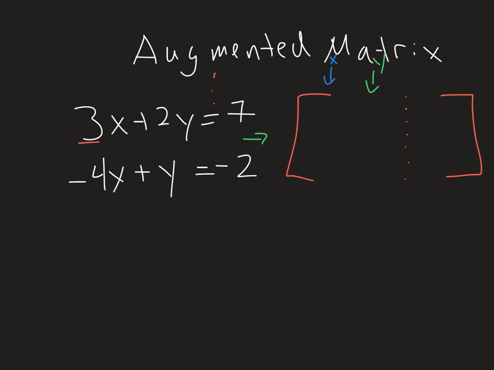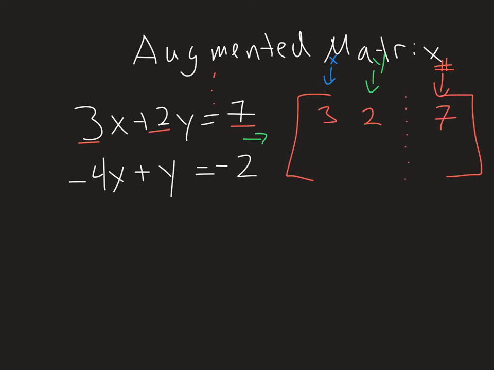The idea is we're going to transfer this into a matrix by looking at the coefficients. Going across the top row, we're going to have 3, 2, and then we will have the constant on the other side of our equal sign, so 7. This means 3x plus 2y equals 7. That'd be the first row.